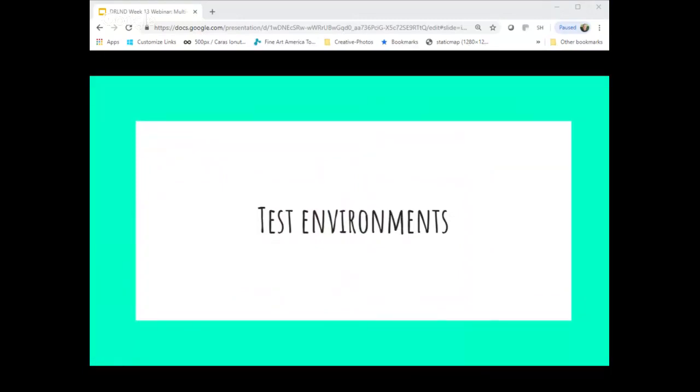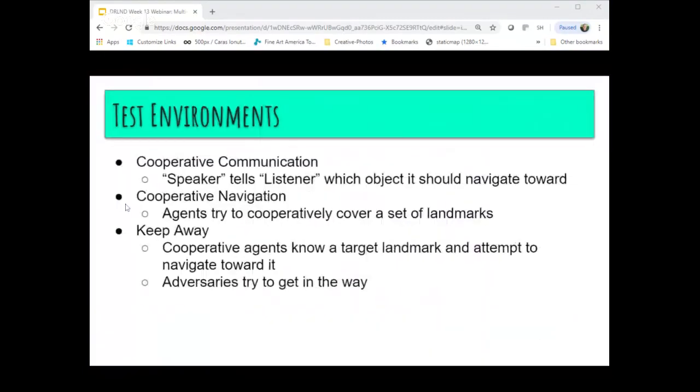So let's talk about some test environments. A good part of the paper talks about a set of half a dozen or so different environments that they exposed this algorithm to, and then compared to the baseline DDPG algorithm. And these are just some of those environments. They're kind of interesting in their own right. From an individual project perspective, any one of these could have been a project to experiment with deep reinforcement learning. So the first of these was cooperative communication.